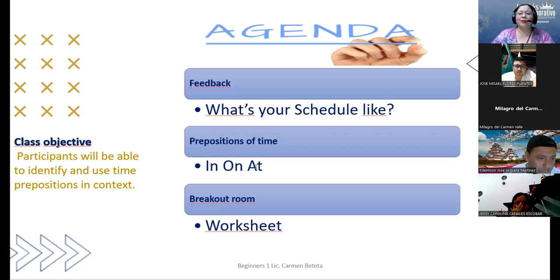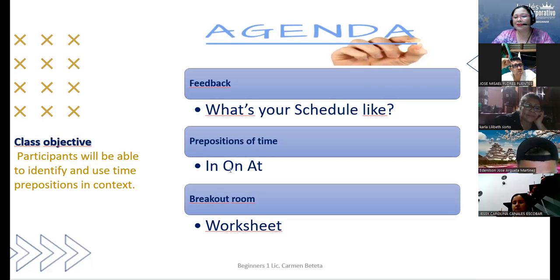Cuando estas preposiciones están dentro de expresiones de tiempo, decíamos hace unos días que a veces queremos traducir literalmente. No nos va a pegar si traducimos literalmente las prepositions of time, porque probablemente nosotros no decimos en lunes, sino que cuando traducimos a español decimos el lunes. Muy diferente la palabra. Sin embargo, es on Monday, ¿verdad? Yo no digo en lunes, yo digo el lunes y los lunes, cuando hablo en plural.